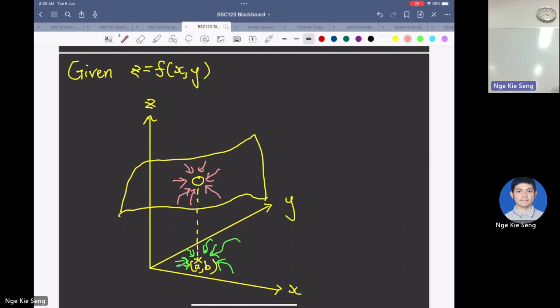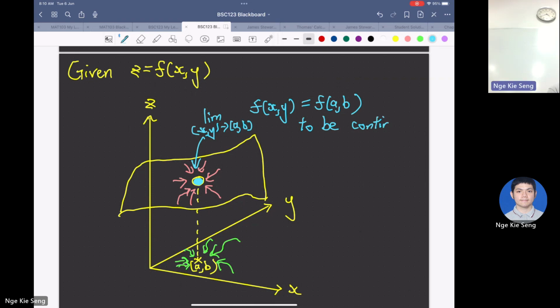And then the next thing we deal with is continuity. For the limit, we don't really care about the actual value, but for continuity, we want the limit at that point to be equal to the value of the function at that point. So I need to fill in every hole for continuity. So we see that we are still using the tool of limit.